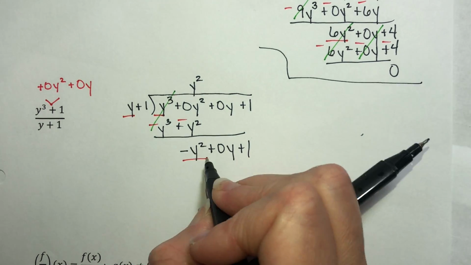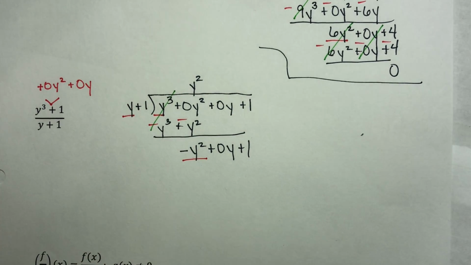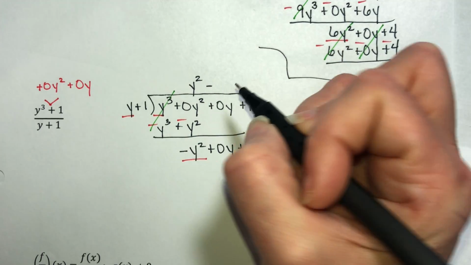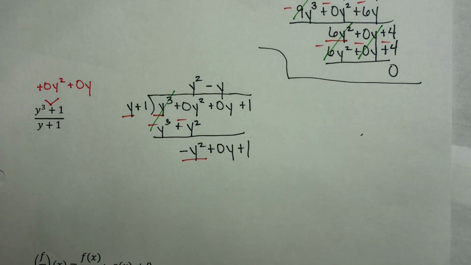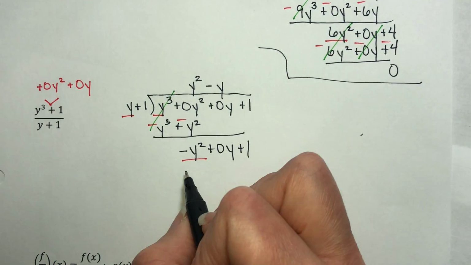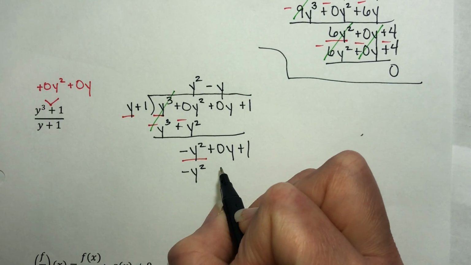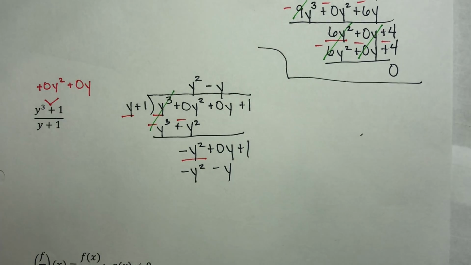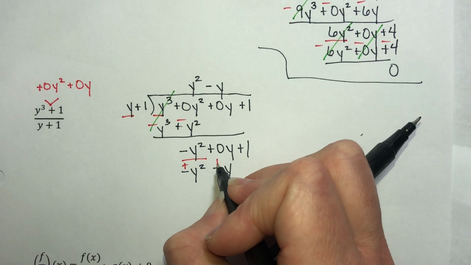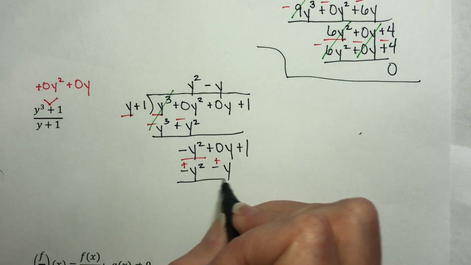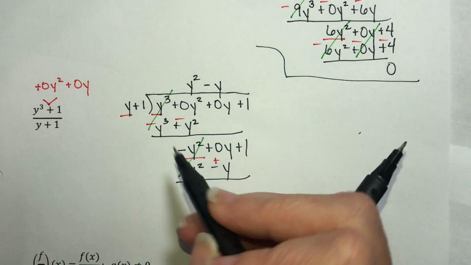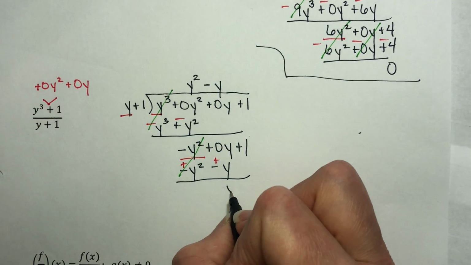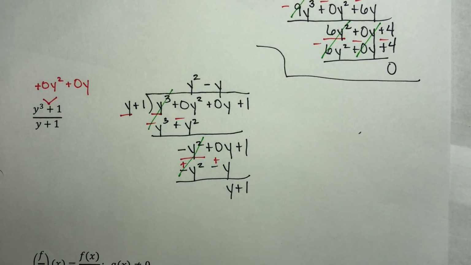And we repeat. I want the y to become negative y squared, so I need to multiply it by a negative y. Distribute the negative y. You get negative y squared minus y. Change your signs. Add. First term cancels, and we get y plus 1.